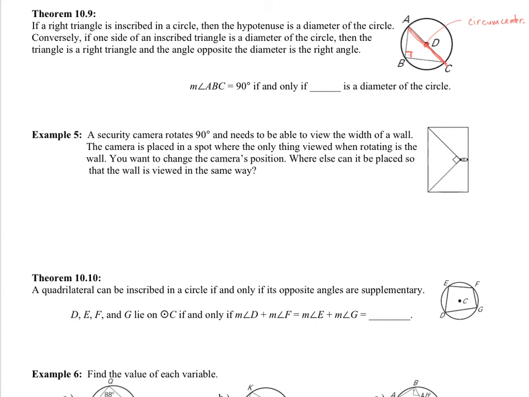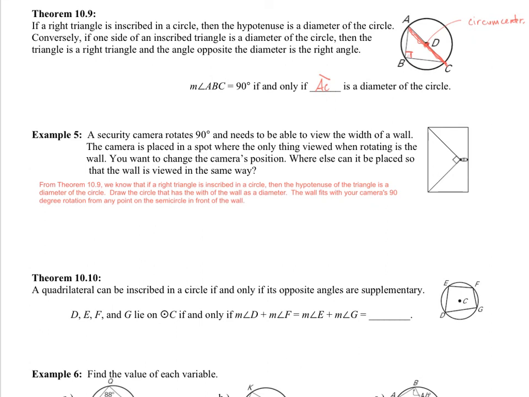Again, I will go over the proof in class as it takes a little while to explain. So just to summarize again, measure angle ABC is 90 degrees if and only if AC is a diameter of the circle. Now example 5, a security camera rotates 90 degrees and needs to be able to view the width of a wall. This camera is placed in a spot where the only thing viewed when rotating is the wall. You want to change the camera's position. Where else can it be placed so that the wall is viewed in the same way?